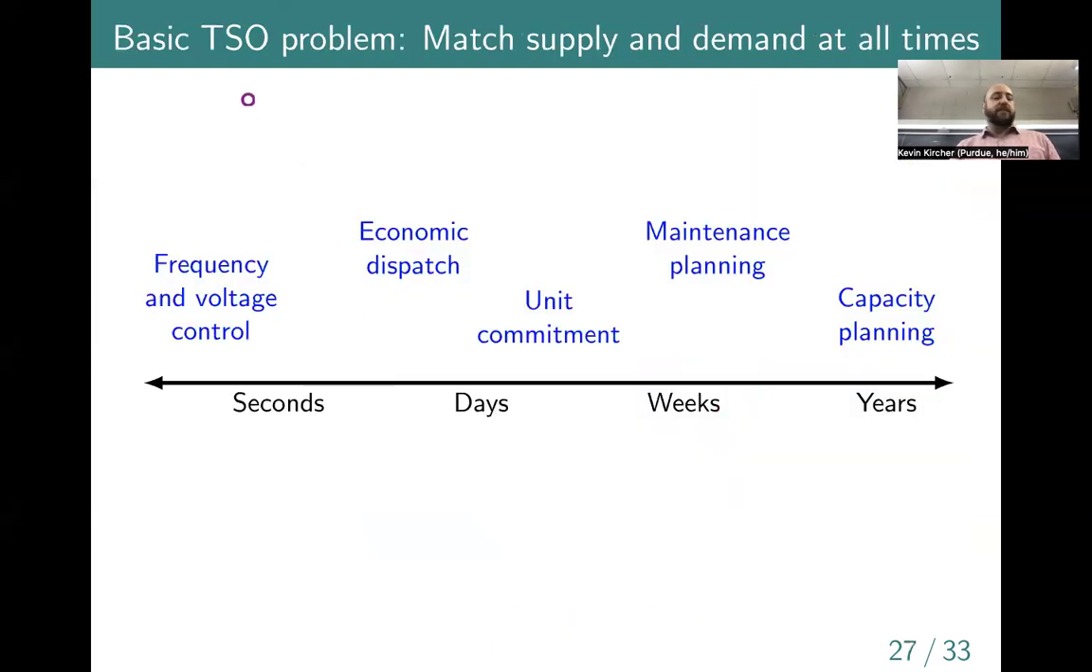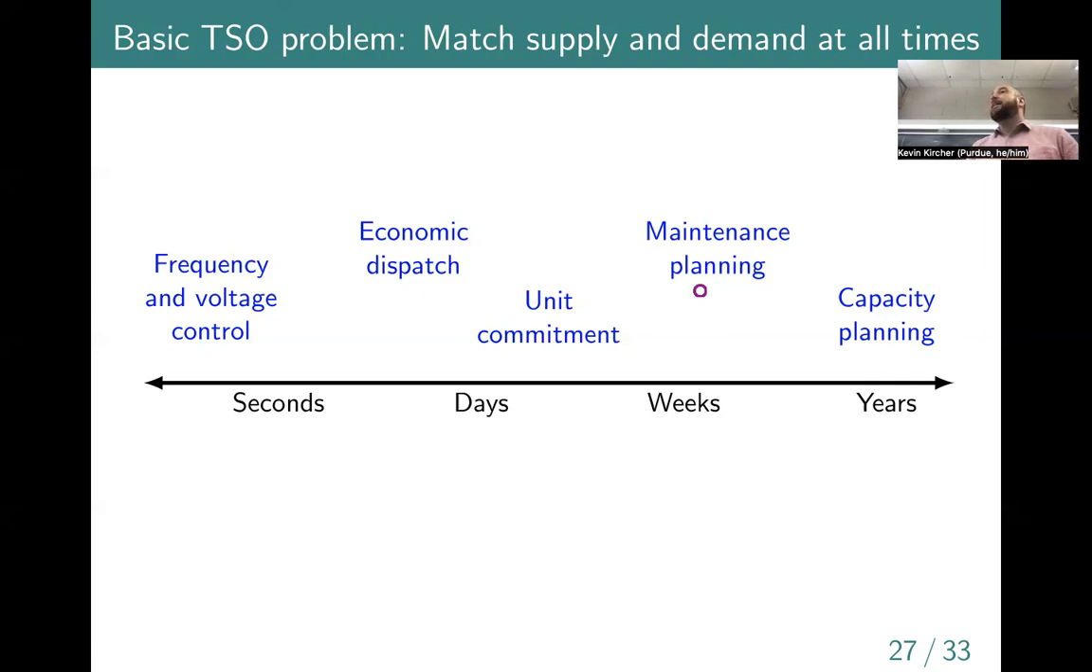Okay, so the TSO has various operational problems that they need to solve in order to make sure that electricity supply and demand are balanced at timescales ranging from fractions of a second all the way up to decades. At the slowest timescale, they have what we call capacity planning, which is where you forecast how much electricity demand is going to grow over the coming years, and then you decide what is a cost-effective and reliable way to meet all that demand growth by building new transmission, building new generation, and so forth.